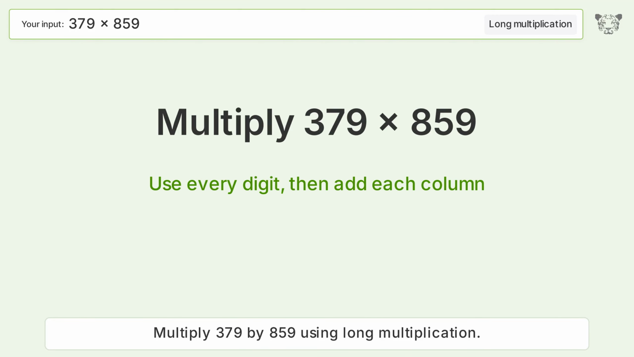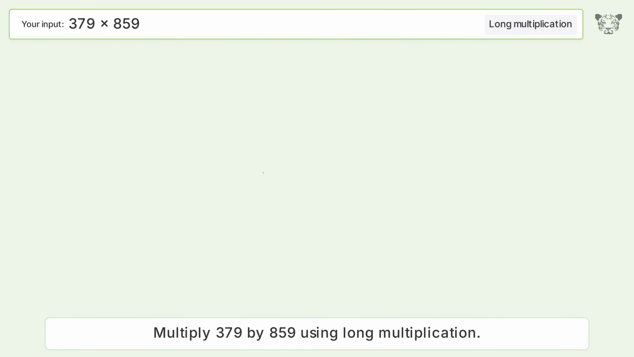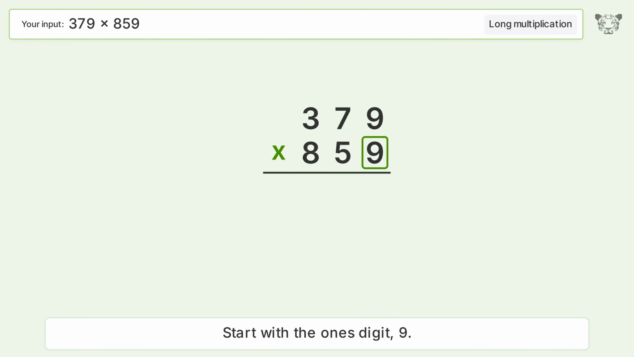Multiply 379 by 859 using long multiplication. Start with the ones digit, 9. 9 times 9 is 81. Put 1 in this column and carry 8.